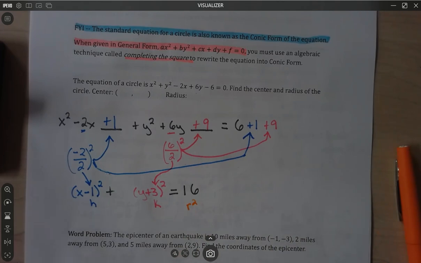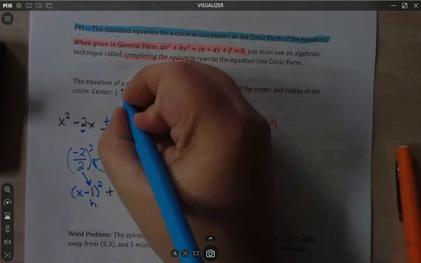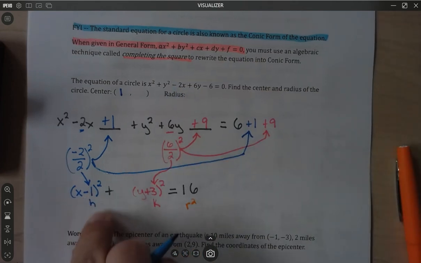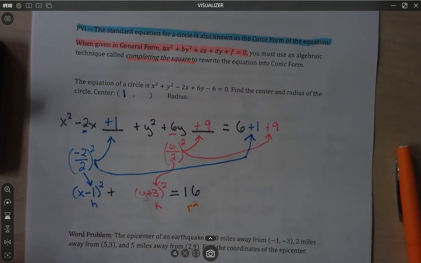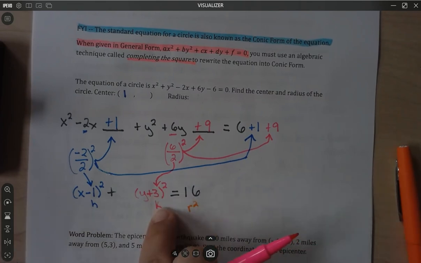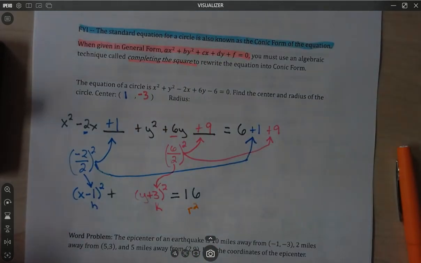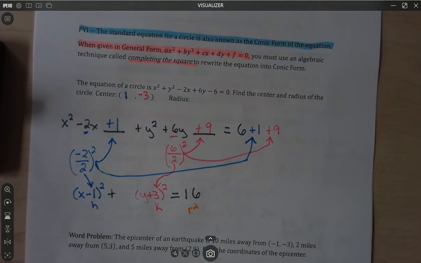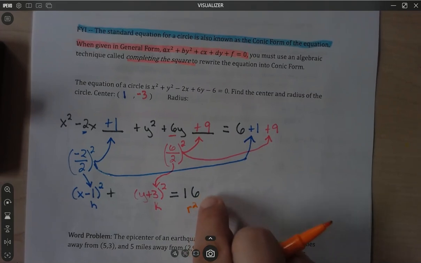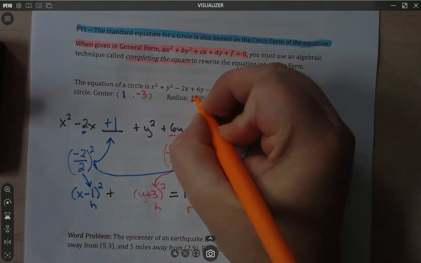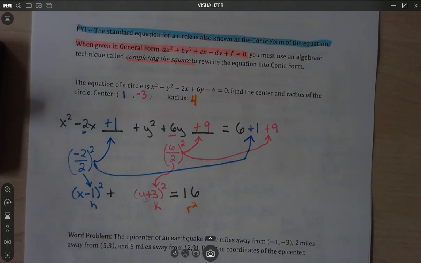So h is 1. The formula is minus h, so it's +1. Minus k, and I have a +3, so this will be a -3. And I want the radius, this is r squared, so I need the square root. My radius is 4. So if it's in general form, more than likely you're going to have to complete the square.